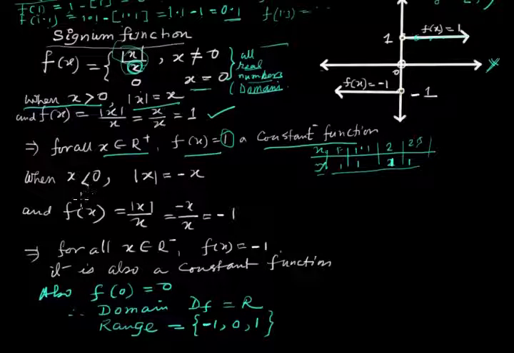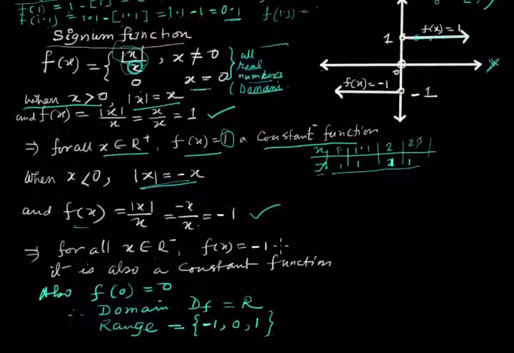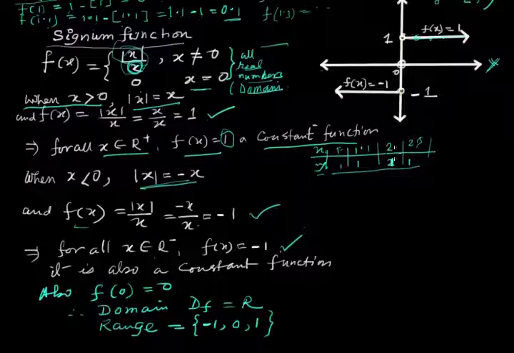Now when x is negative, |x| equals minus x, and if you put it in the function, minus x by x, it becomes minus 1. For all negative values of x, f(x) equals minus 1. It is also a constant function for all negative values. So for minus 1 or minus 2, or all the numbers between minus infinity and 0, the value of f(x) is minus 1. So we get another line parallel to the x-axis, where f(x) equals minus 1.